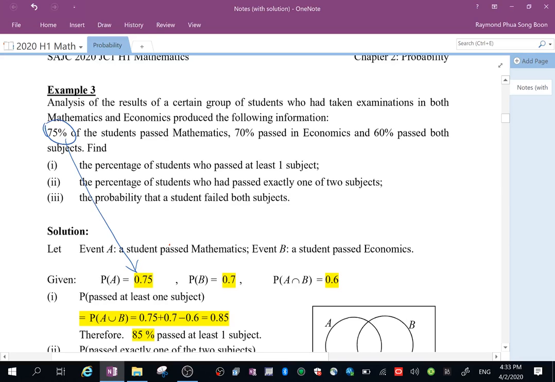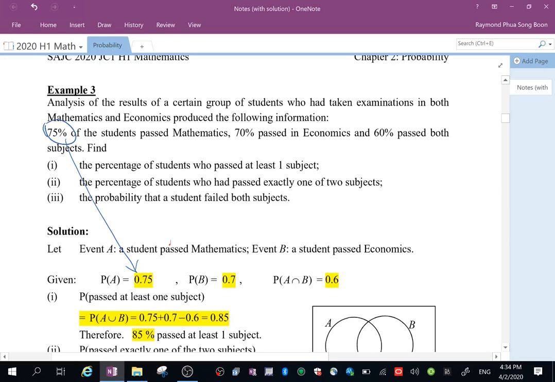All right, there's one thing that you will need to take note. In this case, the probability of a student passing maths is given in terms of percentage in the question, which is 75%. So you will need to know how to convert from percentage to probability. You just divide by 100. So 75 divided by 100 will be 0.75. So that's how you get the probability that a student passes maths, or probability of event A, is 0.75.